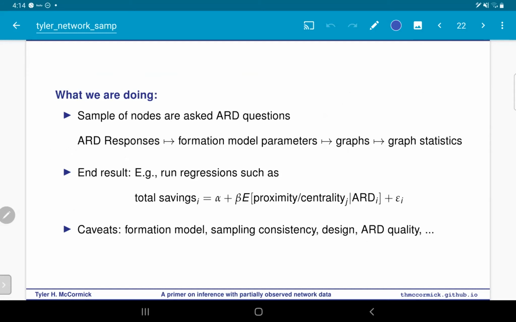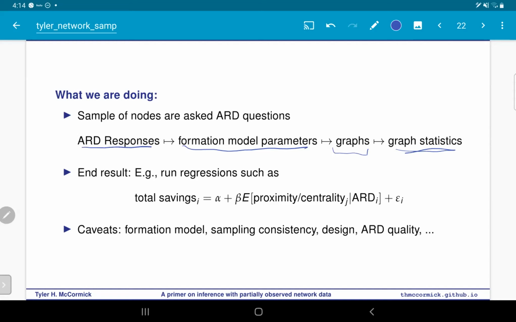And so the idea here is that we're going to process exactly the sort of setup that I just described. We're going to take our data, which are these ARD responses. We're going to use those to estimate formation model, or generative model, statistical model parameters. From those models, we can generate graphs, and from each of those graphs, we can get a graph statistic. And in the end, we'll run a regression, which is very similar to the setup that we discussed before.